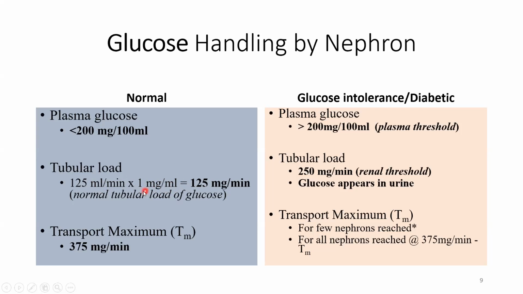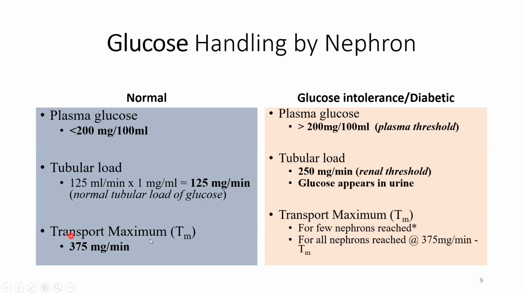And remember to be aware of these units. These are important in these equations. So tubular load also comes to be 125 milligram per minute. Okay, this is the tubular load. So what you have is 125 milligram of glucose entering into the tubular fluid in a minute, right?